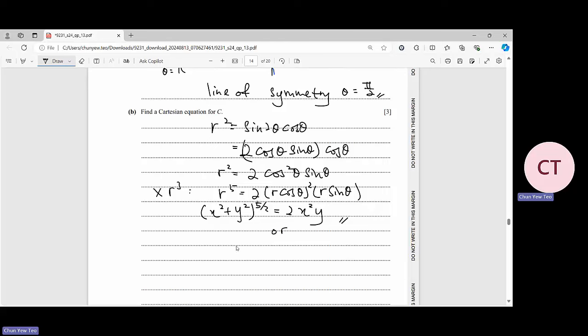Or if you do not want the power to be fractions, you can just square both sides. Leaving the answer like this is also okay. So this will be the answer for the B.